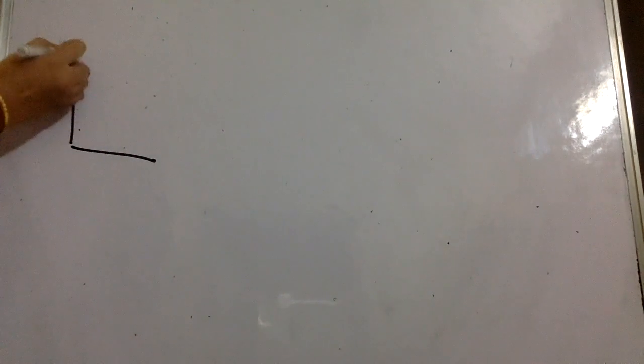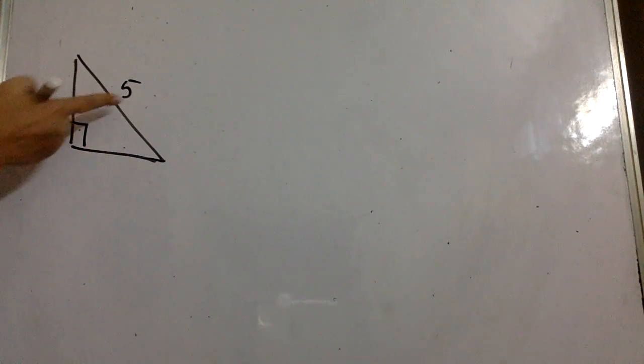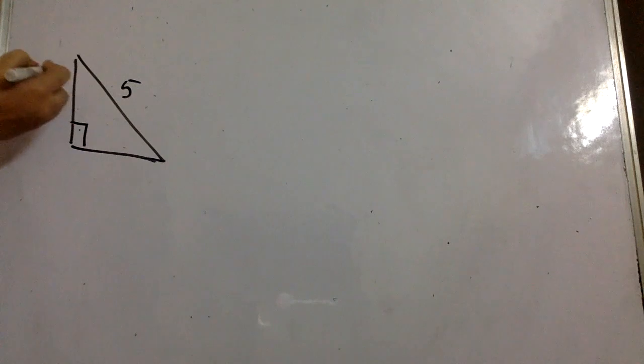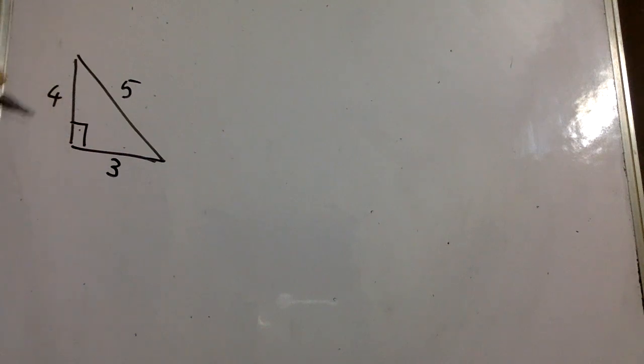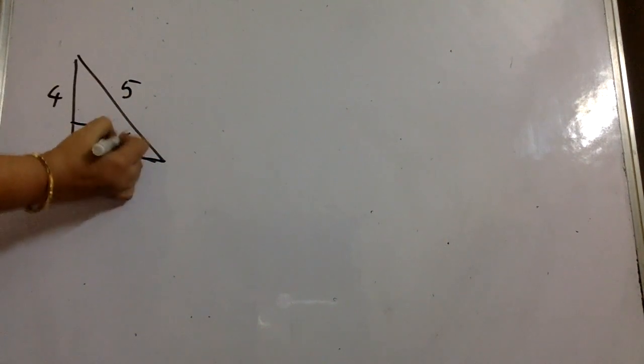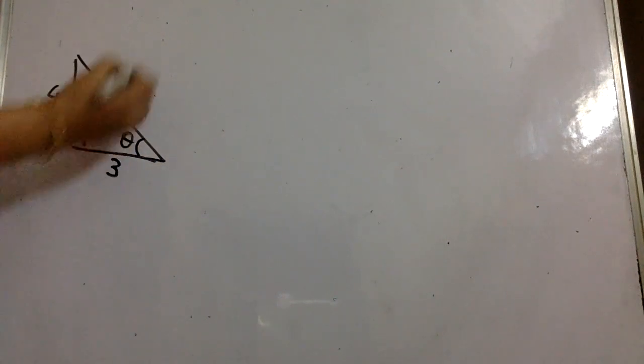I have a right angle triangle over here. Here, this is 5. Remember, hypotenuse is always the longest side. This is the 90 degrees, so this is the hypotenuse. And then this is a 4 and this is a 3. Now I am going to find sine, cos, tan for this angle theta. So for the angle theta, let us start.